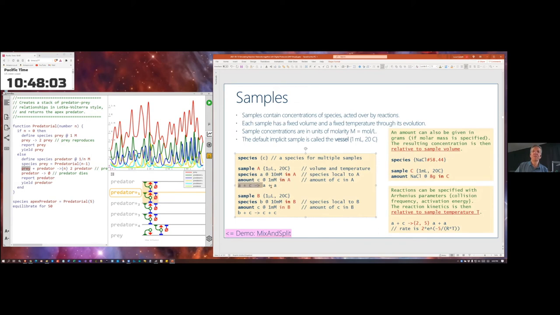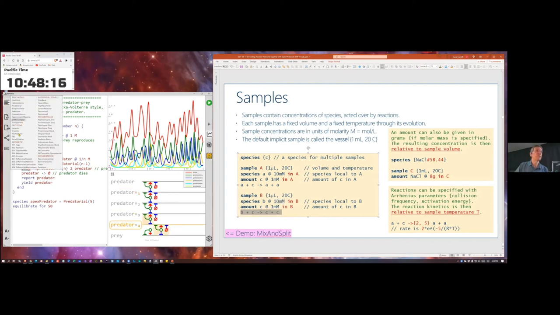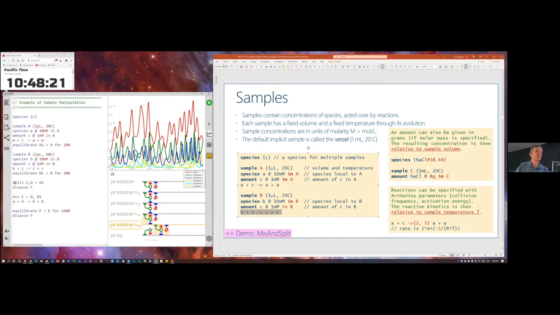And then there is a reaction which affects the sample. And similarly, another sample B, which has initial conditions, and there's some amount of the global species and it has a reaction. So this is the mix and split sample here. Sample A, sample B, and then there are some operations: split, mix, and equilibrate.